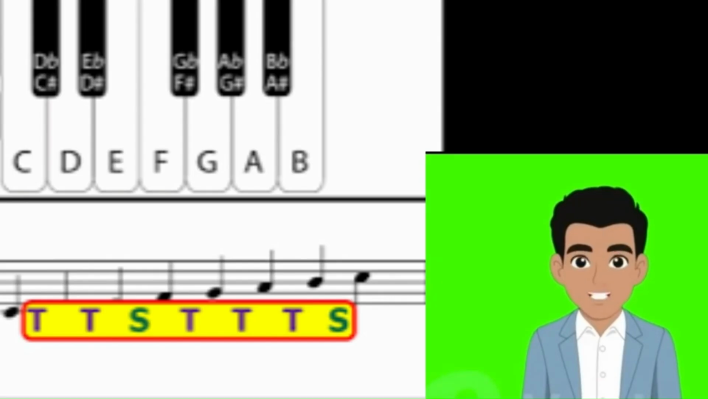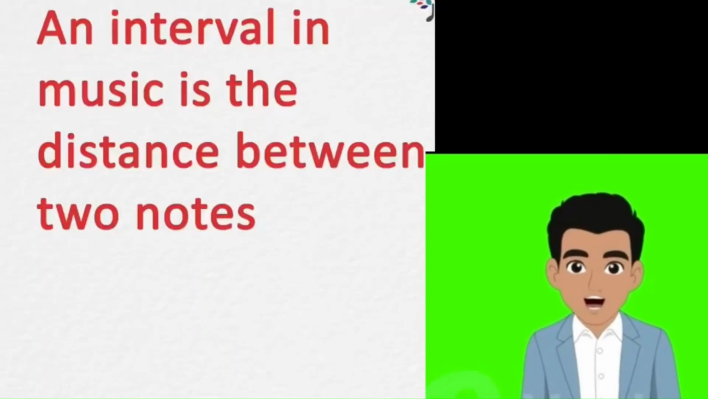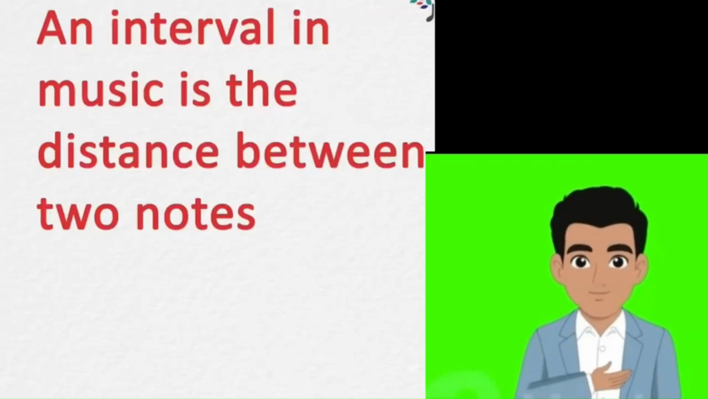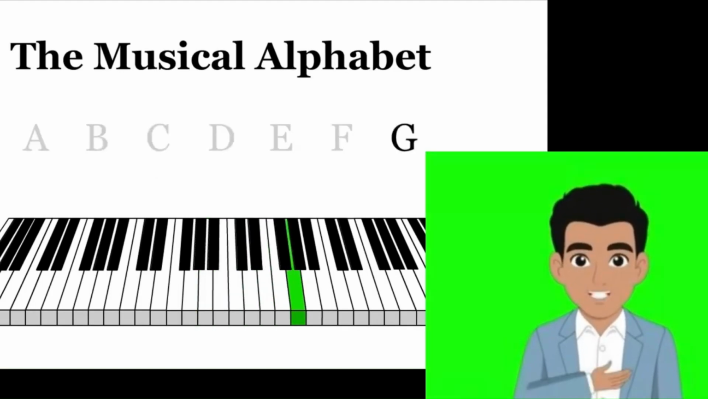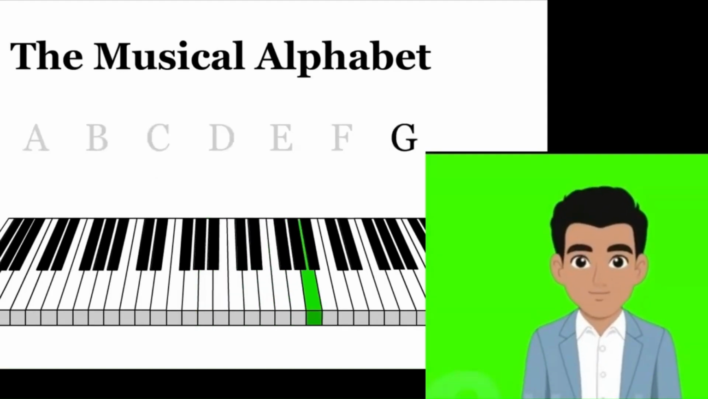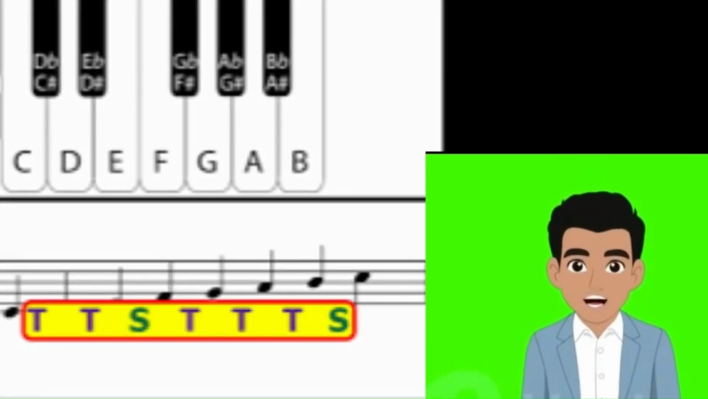Now, let us define an interval. An interval is the distance between two notes or pitches. And remember, pitches in music are represented by alphabetical letters A, B, C, D, E, F, and G. Intervals are measured in tones or semitones, that is, half of a tone.